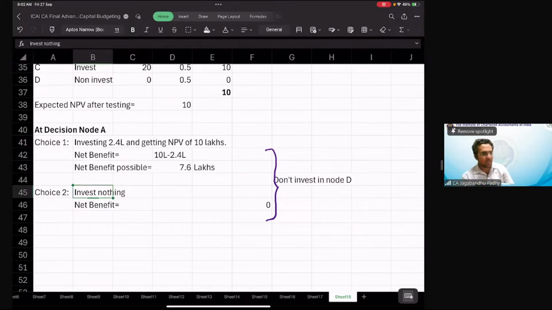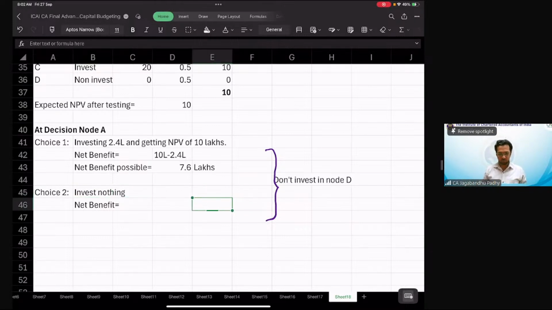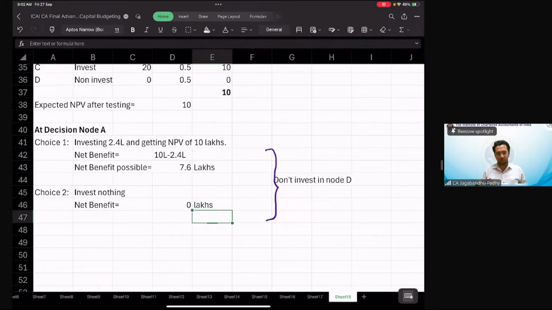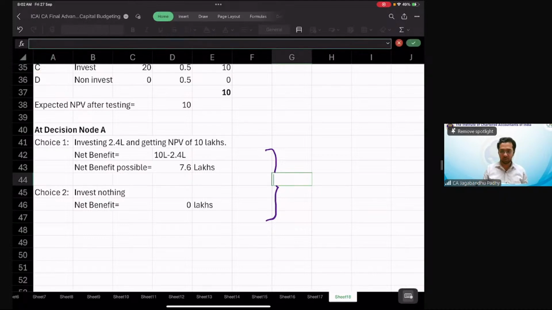And what if I start eating 5-star? The second choice that I have is to do nothing, invest nothing. Then what is the amount that we are going to get? Of course, we don't have any amount to come to us, so that's 0 lakhs. So what will be our decision at node A? At node A, are we going to take a decision to invest or not to invest? Of course, invest, right?